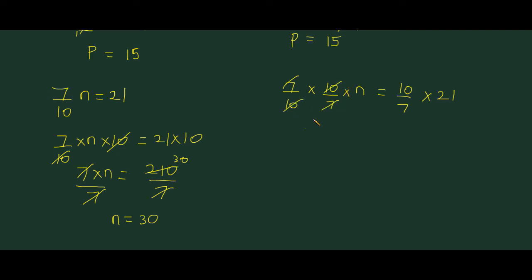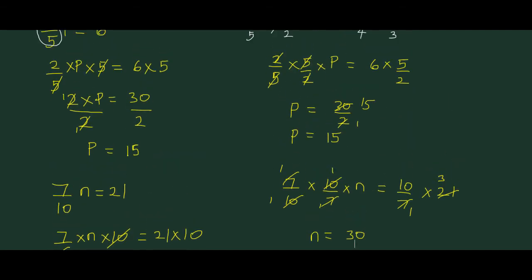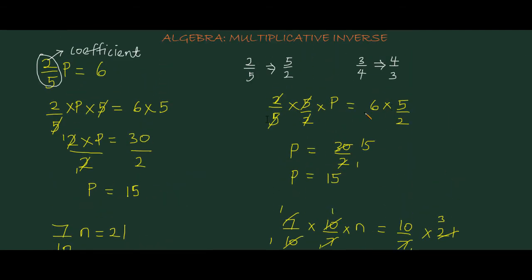10 cancels out, and all of this results to 1, and we have n on this side, and we can see that 7 can cancel out on this side, and we have 10 multiplied by 3, and that will be 30. So n is also equal to 30. So we can see that we get the same answer using either of the two methods, and that's how we go about using the multiplicative inverse in solving algebraic questions.